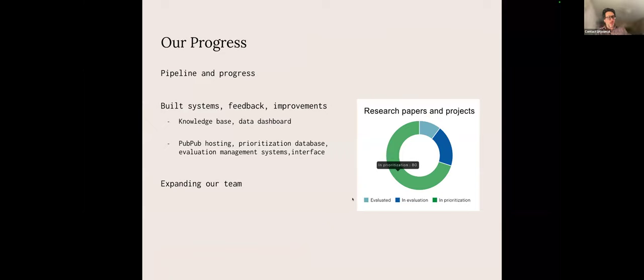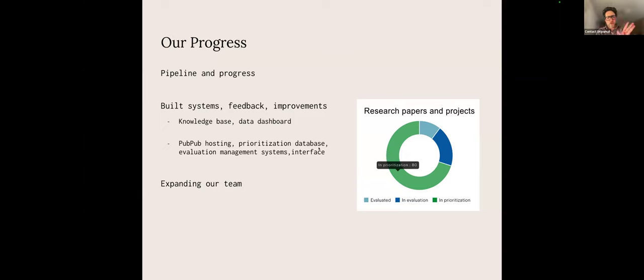Okay, our pipeline and our progress. We are targeting 70 papers in addition to the 10 we did as part of our pilot evaluation packages. We've done a few since the pilot, and we have 22 in progress being evaluated, another 80 in prioritization.